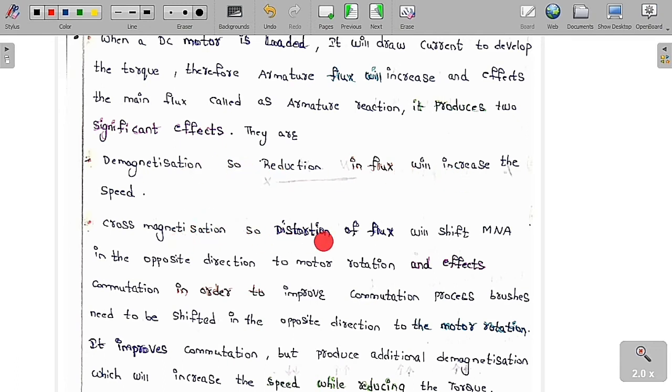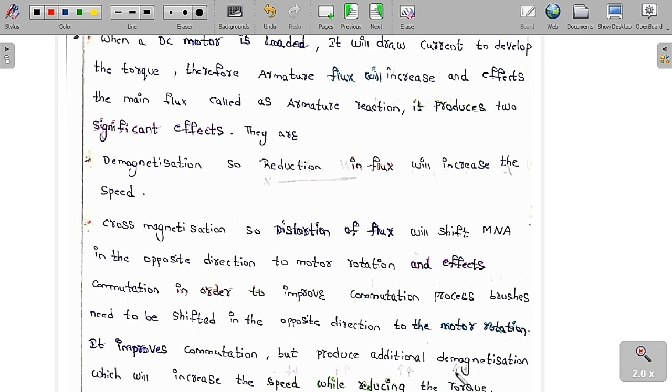Cross magnetization means the distortion of flux will shift the MNA in the opposite direction to motor rotation and affects the commutation. In order to improve the commutation process, brushes need to be shifted in the opposite direction to the motor rotation. It improves commutation but produces additional demagnetization, which will increase the speed by reducing the torque.